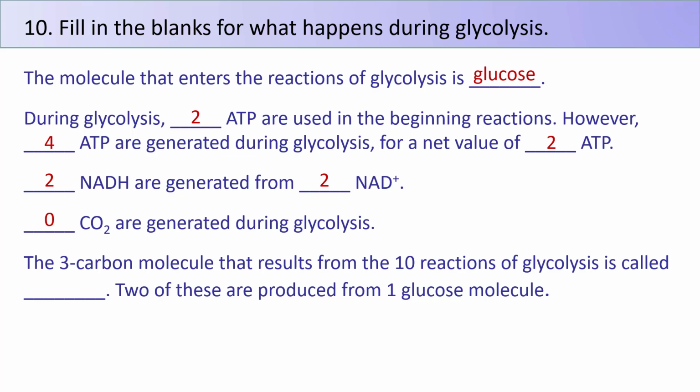The 3-carbon molecule that results from the 10 reactions of glycolysis is called pyruvate, and 2 pyruvate molecules are produced from 1 glucose molecule. How do you think you did? This question asked you to fill in the blanks for what happens during glycolysis, but a great way to study would be to create a question like this for pyruvate oxidation and the citric acid cycle as well, talking about what the products and reactants are of the various stages. Now let's review the process of glycolysis to see where these molecules and numbers came from.